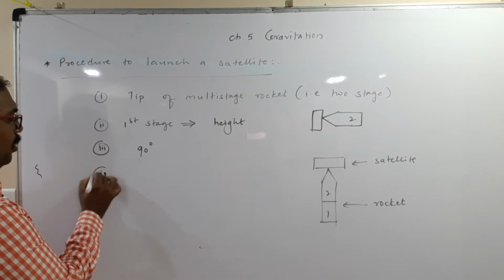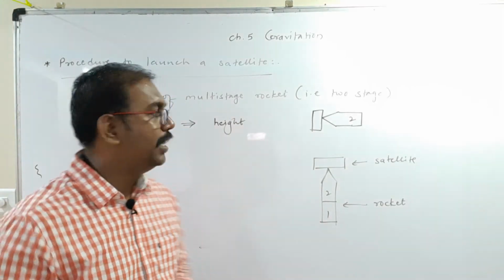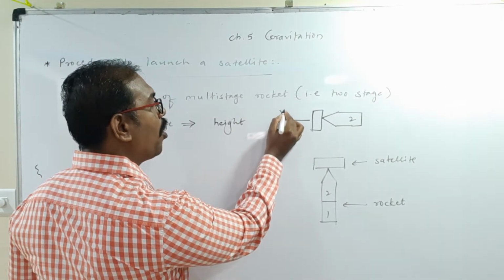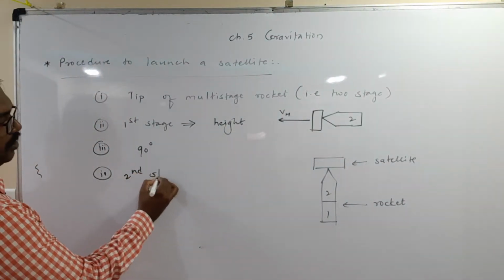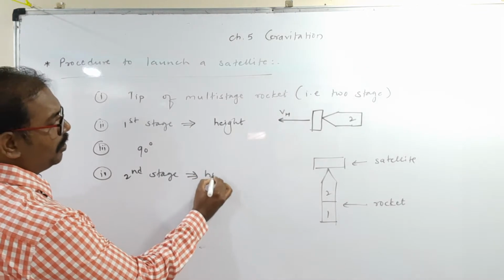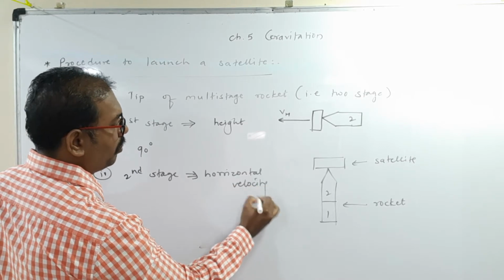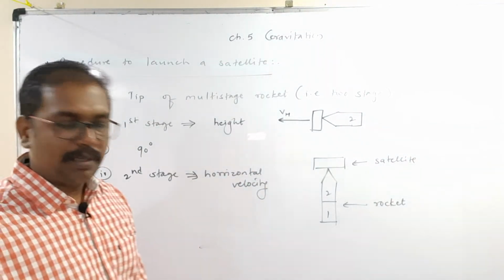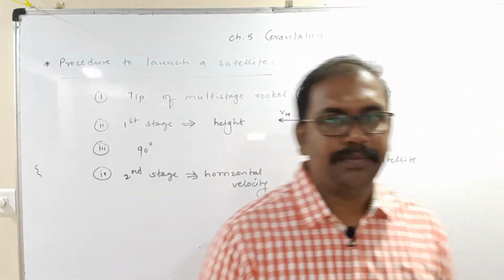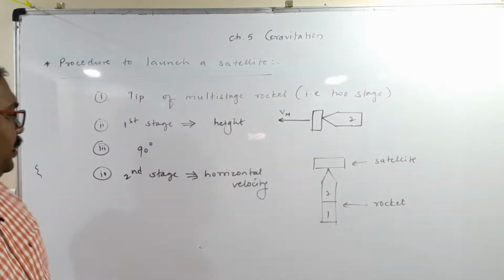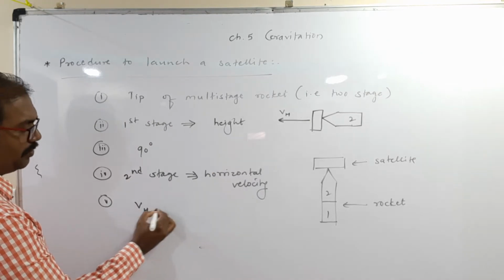Now the second stage of the rocket is ignited, and by using that we give some horizontal velocity to the satellite, which is sufficient to revolve it around the Earth in a particular orbit. So this is the procedure to launch a satellite. And here you can remember this horizontal velocity; I can consider this VH.